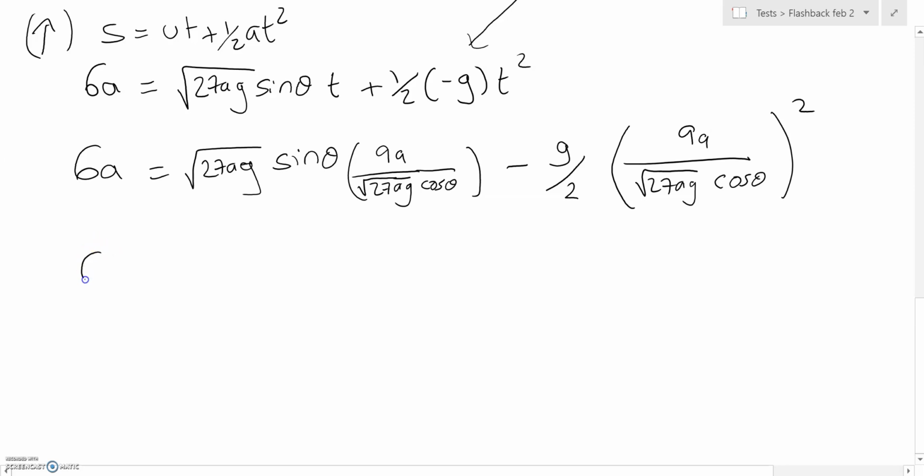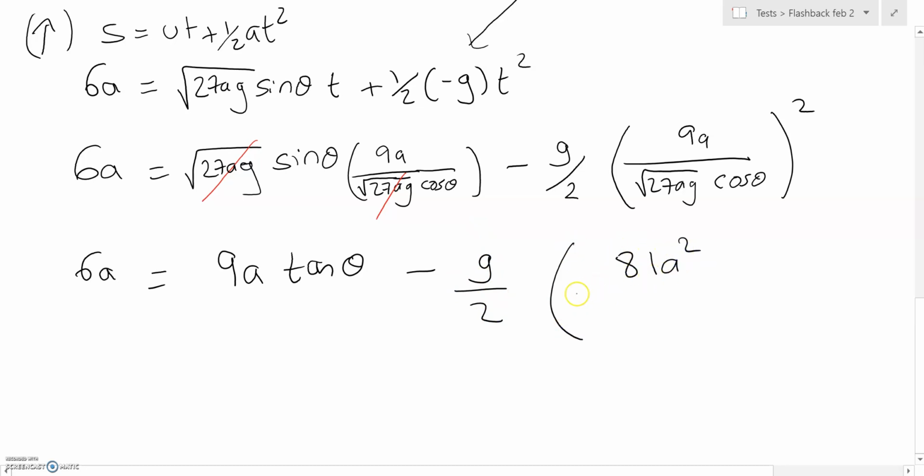So we need to simplify each of these terms. So we've got 6a is equal to the square root of 27 ag can cancel, and then sine theta over cos theta gives us tan theta. So we've got 9a tan theta, and this is starting to look a lot like we wanted. Alright, let's look at the next term. We've got g over 2, and then 9a squared is 81 a squared, and if we square the denominator we can get rid of this square root sign. We get 27 ag cos squared theta.